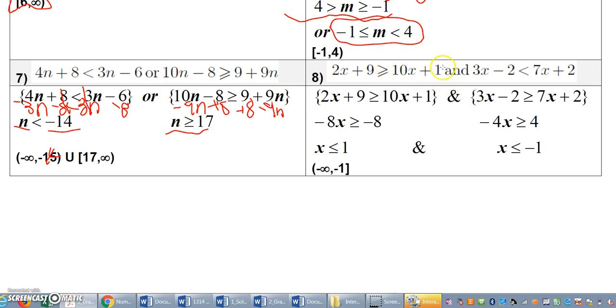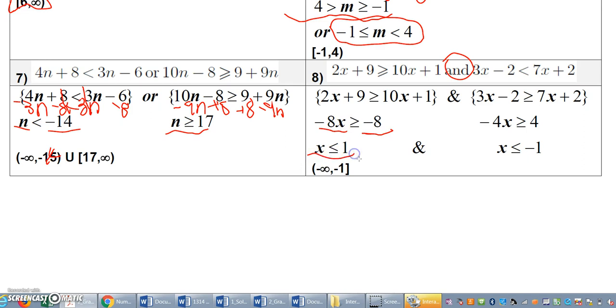Okay, I'll do one more, but notice this one says and. So this is where the two sets intersect. So let me just do this one real quick. Okay, let's say I subtract 10x from both sides. I think you can maybe follow along now. Subtract 10x from both sides, and it'll cancel the 10x and give me -8x over here. Then if I subtract 9 from both sides, it'll cancel the 9 and give me a -8 over here. And then if I divide both sides by -8, the inequality flips over, and I get x is less than or equal to 1.